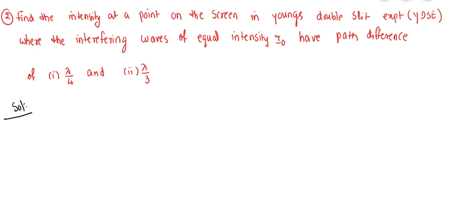Let us go for one more problem. Find the intensity at a point on the screen in Young's double-slit experiment, where interfering waves of equal intensity I naught have the path difference of lambda by 4 and lambda by 3.